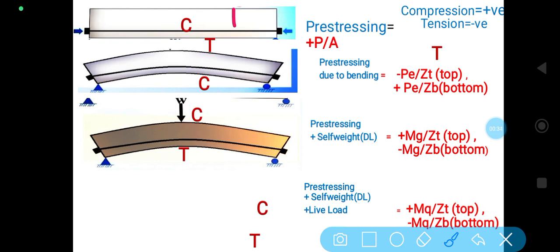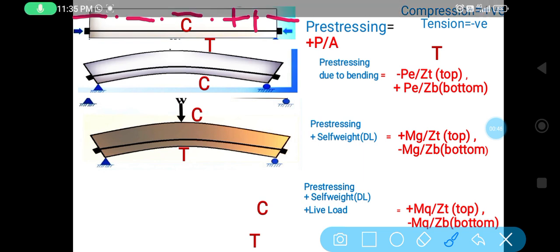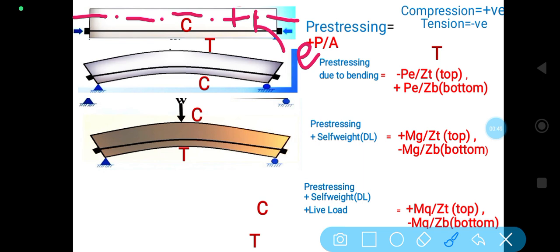eccentrically, which means we are going to pre-stress it at a distance of e from the neutral axis. So let us assume that this is the neutral axis here, and below this neutral axis at a distance of e, we are going to pre-stress with the cable. So this black color line, whatever you are able to notice, is referred to as the tendon. So we are trying to pre-stress with some eccentric distance.